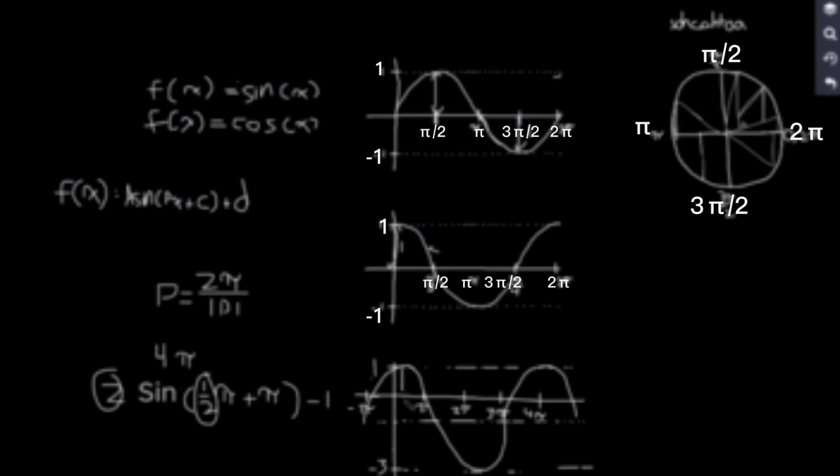And this matches up because the amplitude is 2, and the period is 4 pi. As you can see, 1, 2, 3, 4 pi. And -1, the midline is at -1. So yeah. And it was shifted left by pi units. So yeah, that's about it for the video.